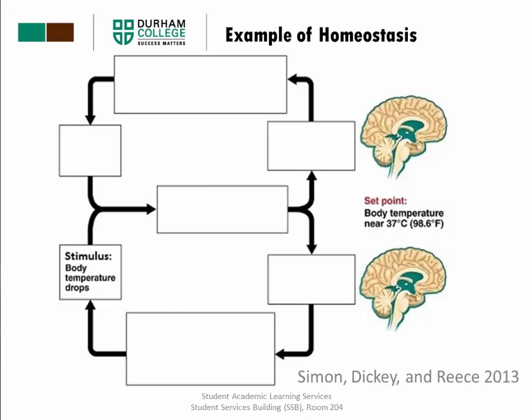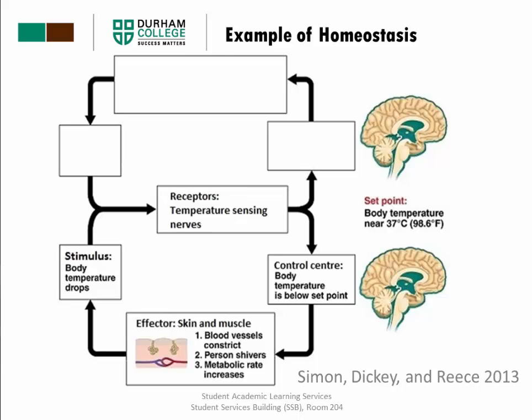Another stimulus might be a body temperature dropping. This would have an effect on receptors, the same temperature sensing nerves, which would then tell the brain, and the brain would note that the body temperature is below the set point. It would then cause an effect on the skin and muscles, causing blood vessels to constrict, the person to shiver, and metabolic rates to increase. This will cause an increase in the body temperature.